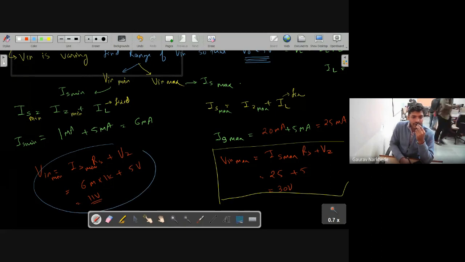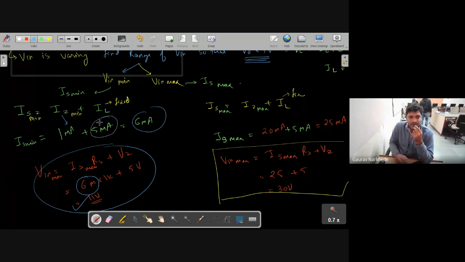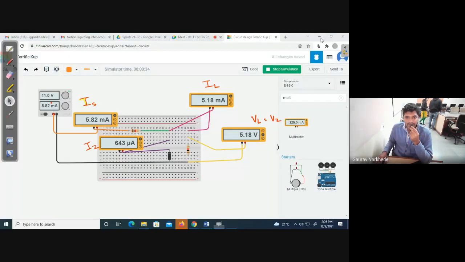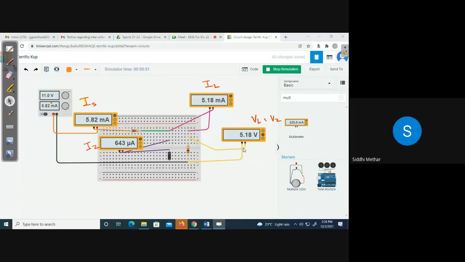Okay. So whenever input is 11 volts, IS is 6 milliampere, and IZ is 1 milliampere. IZ minimum was 1 milliampere, and this is 5 milliampere. IL आपका 5 milliampere आ गया, right? So this is your IZ minimum 1 milliampere. This is okay for us, right? And this is 5 milliampere, 5 volts I'm getting. Correct? Yes, sir.